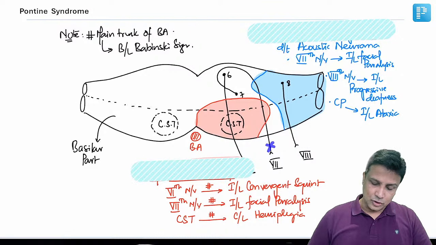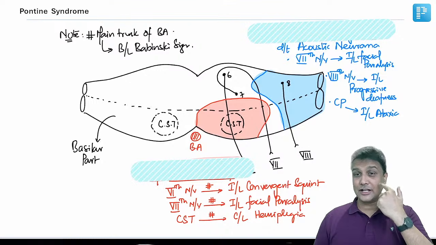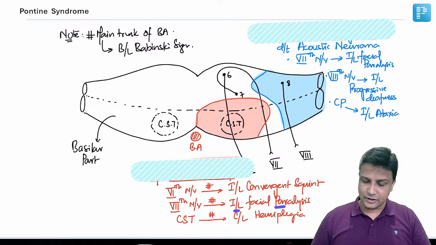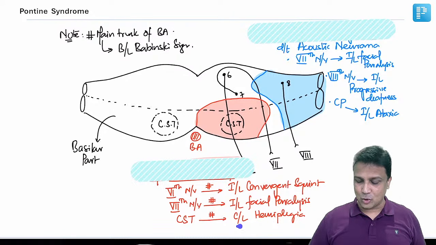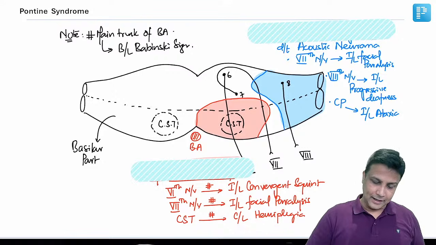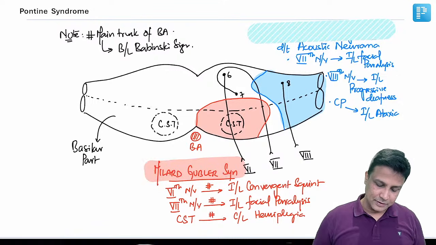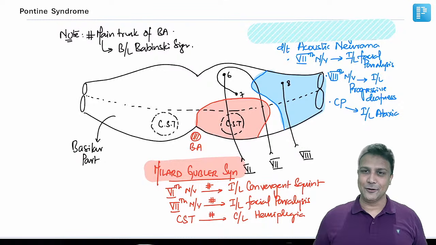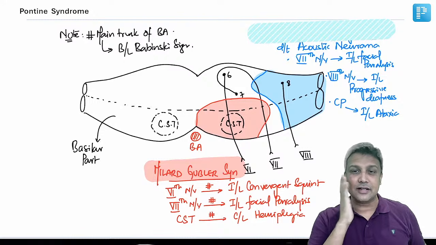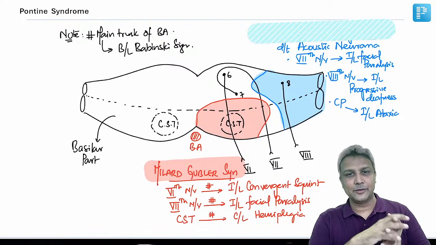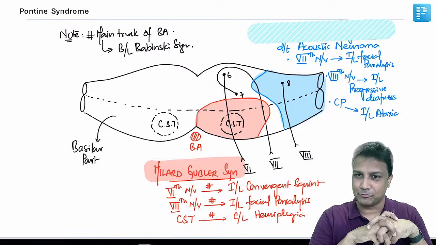If the seventh nerve is gone, of course, it supplies the muscles of facial expression there. It will lead to ipsilateral facial paralysis. And the corticospinal tract, again, the same thing. The crossing is going to take place in the lower medulla. We are still in the Pons. That is the reason why it will lead to contralateral hemiplegia. And all this together is known as the Millard-Gubler syndrome. So convergent squint, ipsilateral facial paralysis, and contralateral hemiplegia, nothing but the Millard-Gubler syndrome.